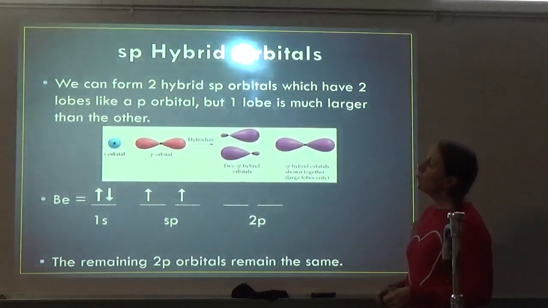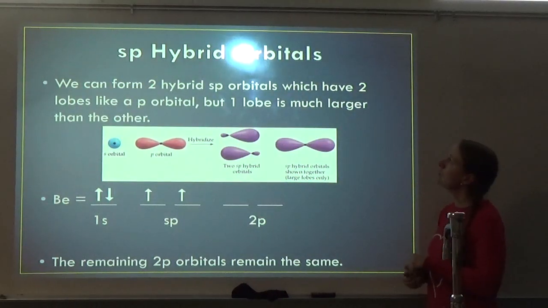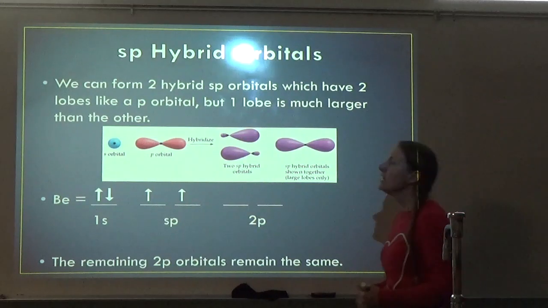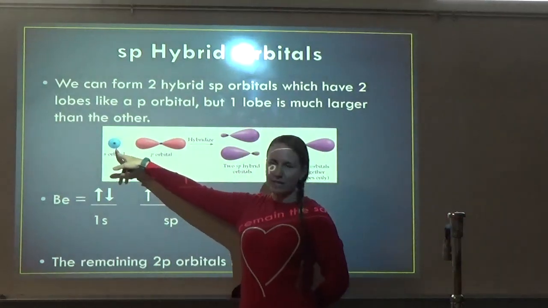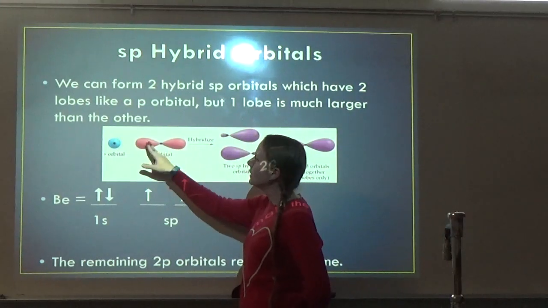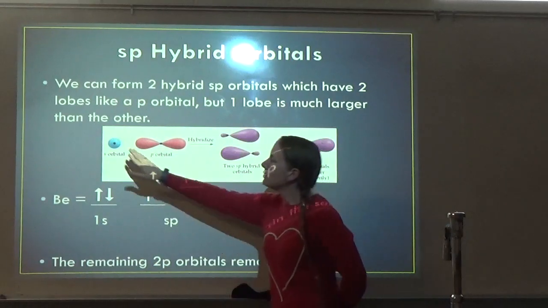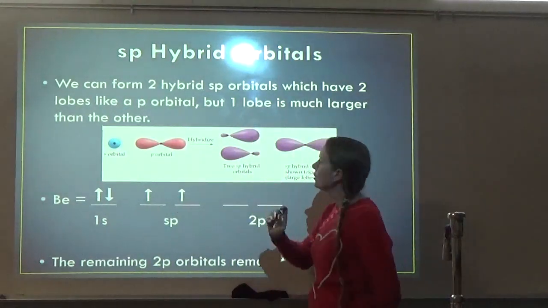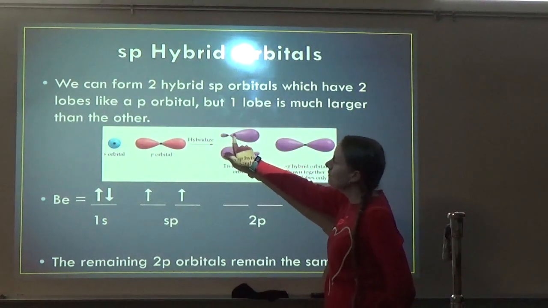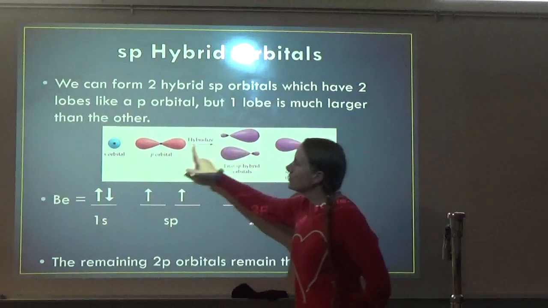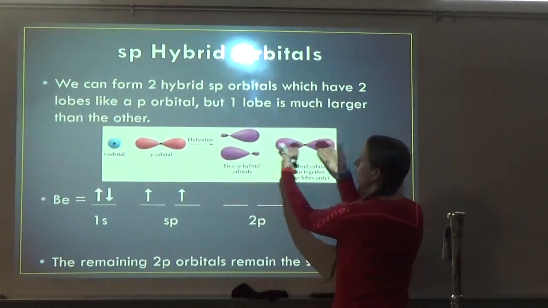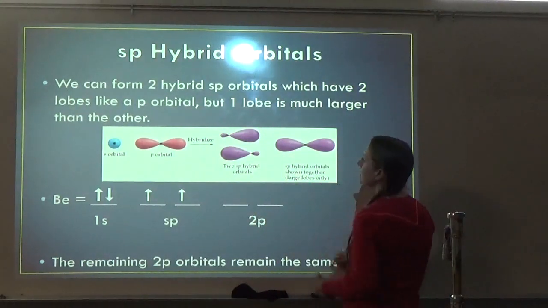So we can form two hybrid sp orbitals, which have two lobes like a p orbital, but one lobe is much larger than the other. So this is what a normal s orbital looks like. It's a sphere. The p orbital has that dumbbell or teardrop shape, but they're the same size. So we have two orbitals that we're hybridizing, so we get two hybrid orbitals. They're similar to a p in the fact that they still have two lobes, but they're similar to an s in the fact that only one lobe is larger. And then this is just them overlapping, like you can see where the nucleus is.